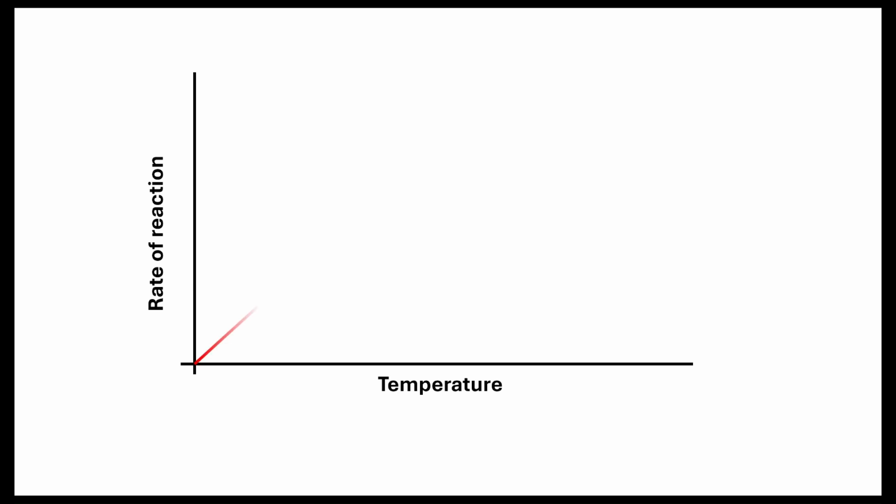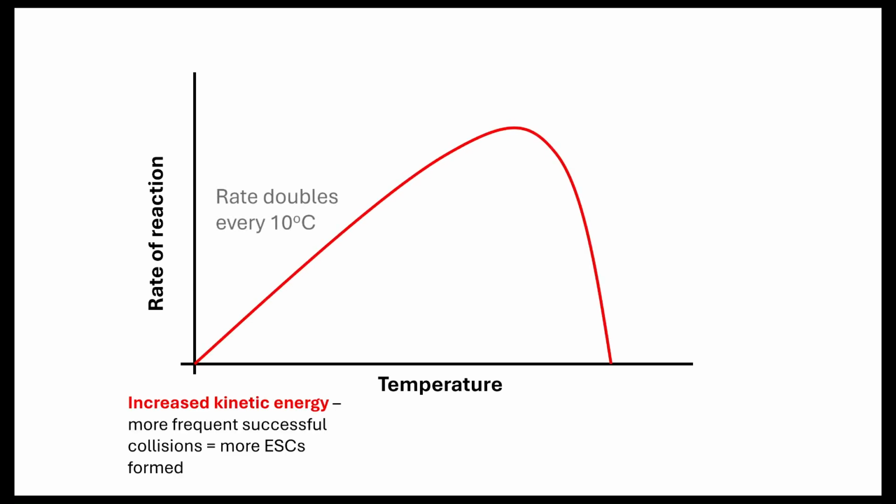So it's important to note that there are certain factors that are going to affect the rate of the reaction. Now, if we increase the temperature, we increase the kinetic energy of both the substrate and the enzymes. More kinetic energy means more frequent successful collisions, so more enzyme substrate complexes are going to be formed. Now, normally we say that the rate will double every 10 degrees C.